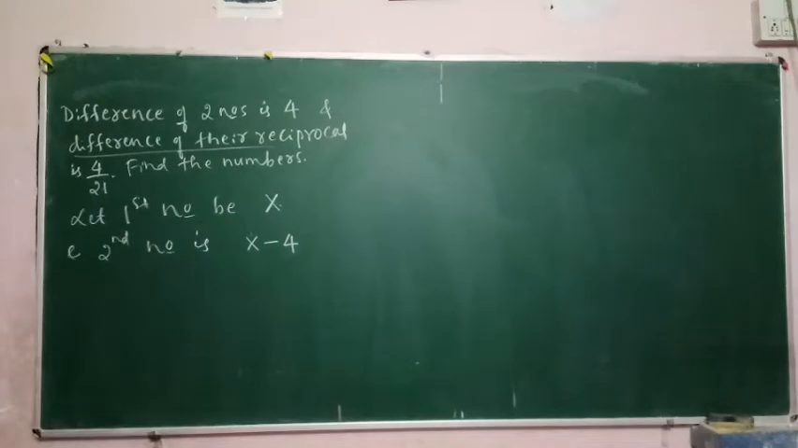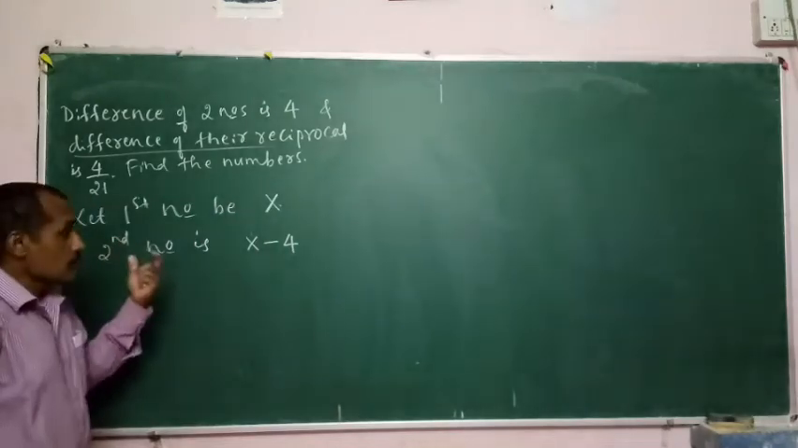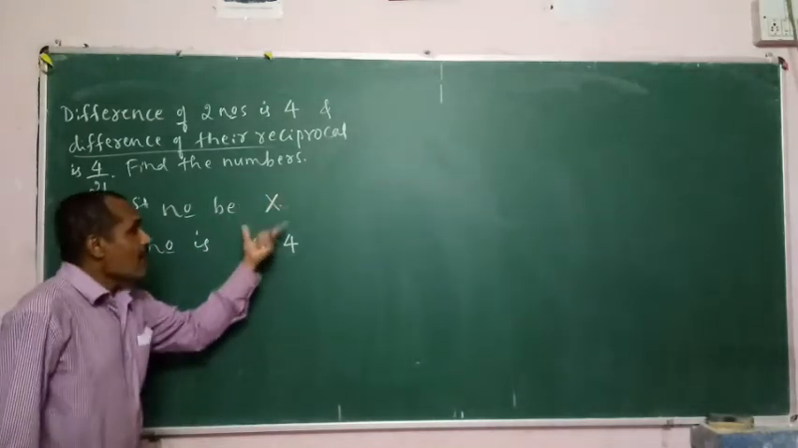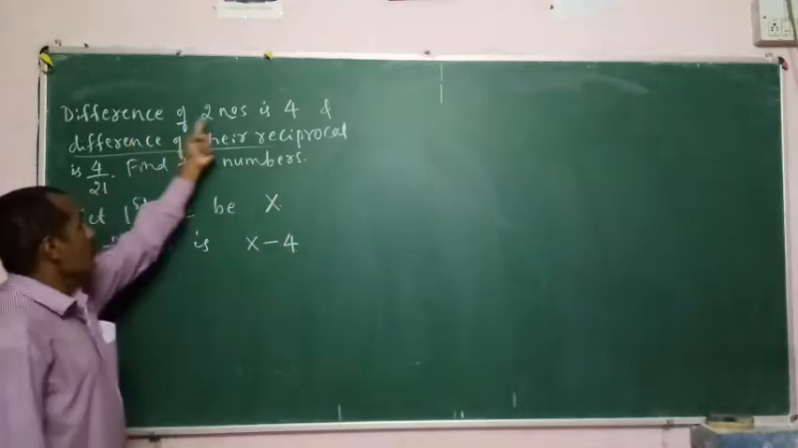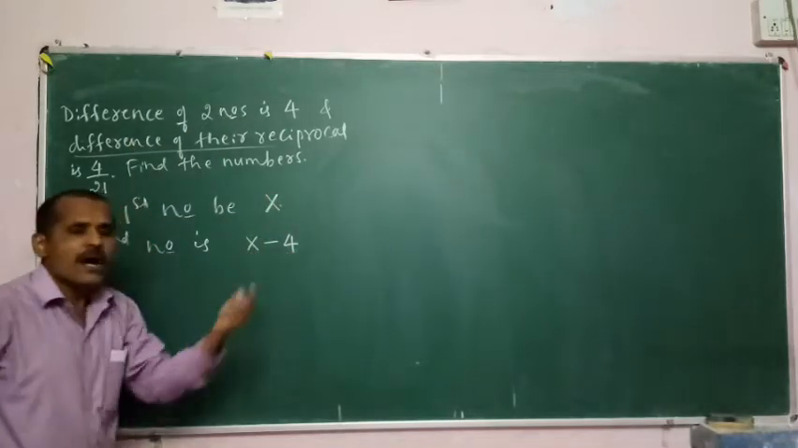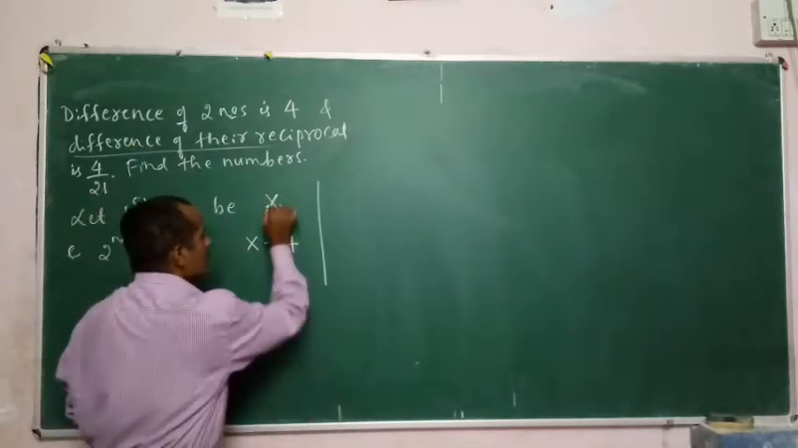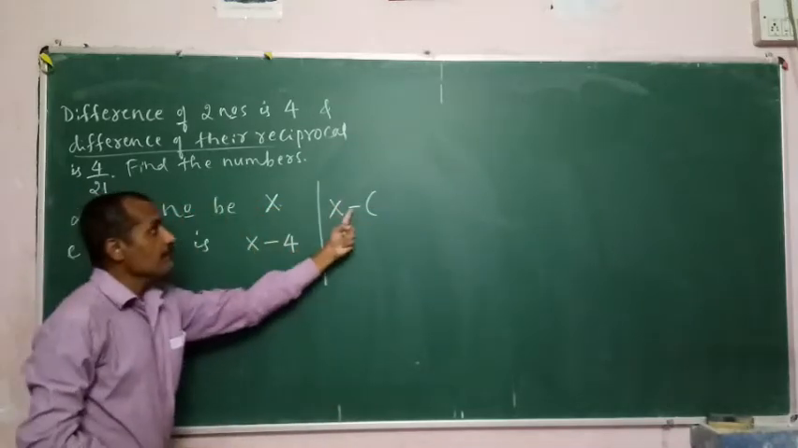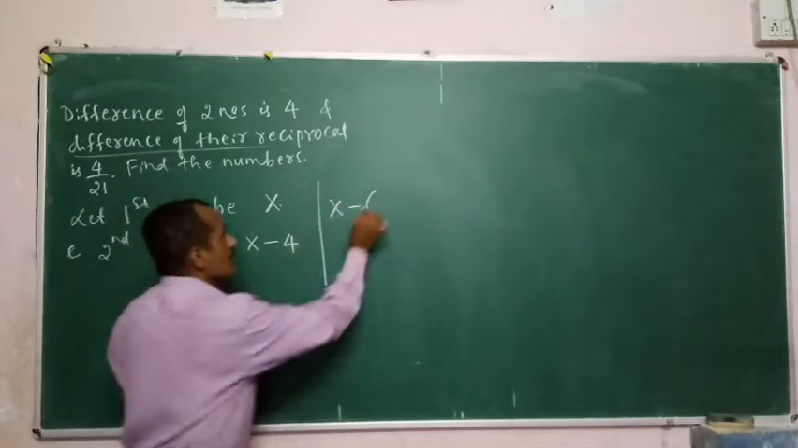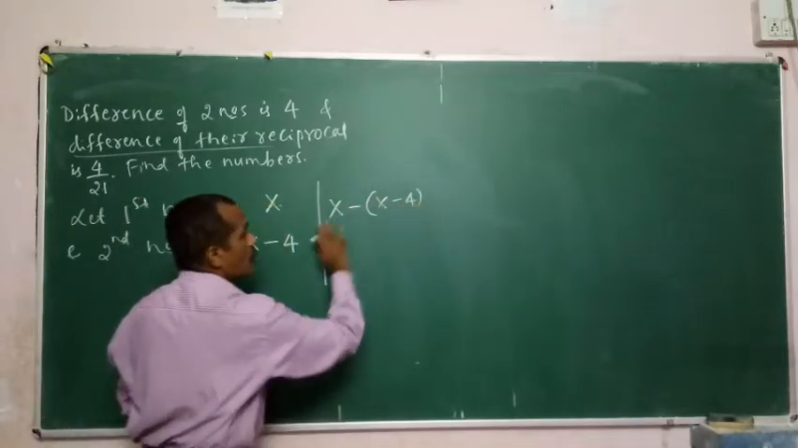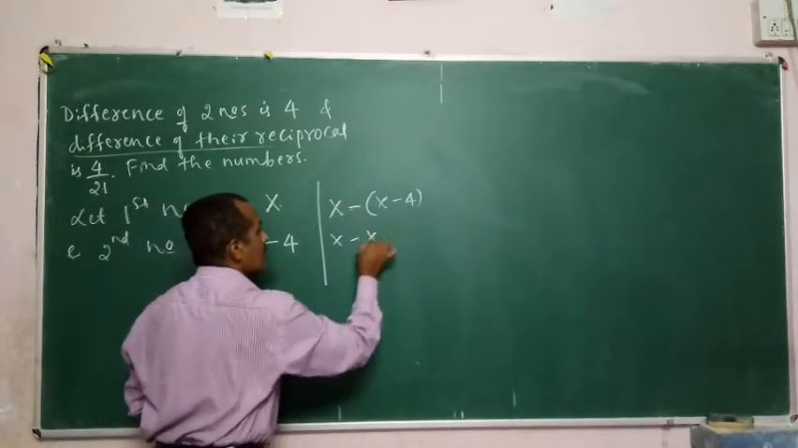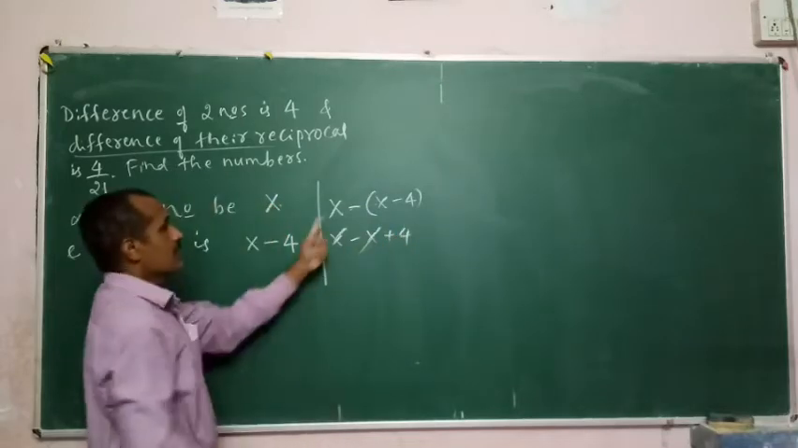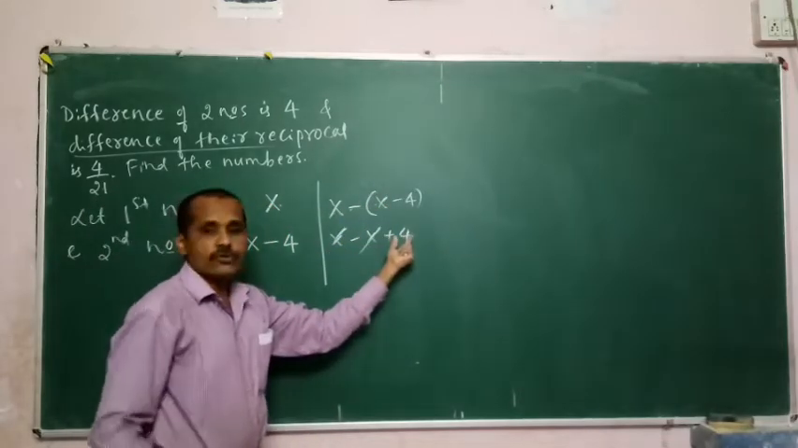x minus 4. Suppose you want to verify. See, this minus this, difference of two numbers. This minus this, the answer must be 4. Check here. First number is x minus, in brackets, the second number. Difference of two numbers: x minus (x minus 4). Open the bracket: x minus x plus 4. See, the difference of two numbers is equal to 4. Okay?